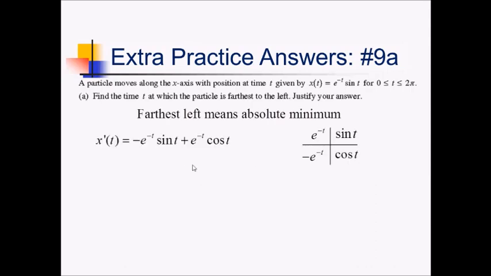Now we have to find critical values. Those are values that make this either undefined or 0. Since there are no values of t that are going to make this undefined, we're just setting this equal to 0 and solving. When we set it equal to 0, we can factor out a negative e to the negative t. That'll leave us with sine of t minus cosine of t inside our parentheses. Now we can set each of these things equal to 0. This negative e to the negative t term isn't going to help us much. There's no way to zero out an exponential function, so that's a dead end.